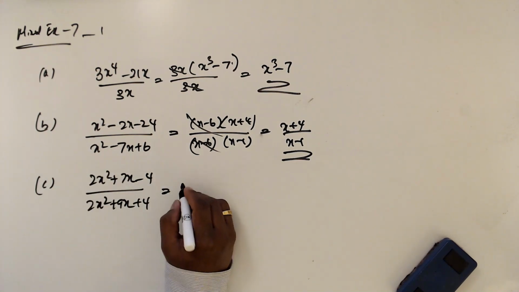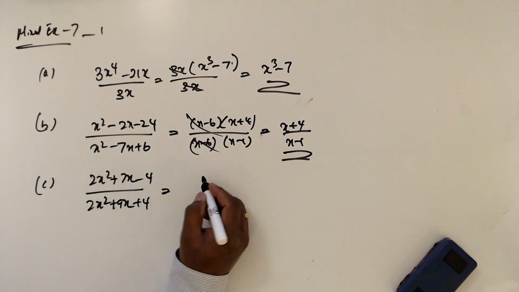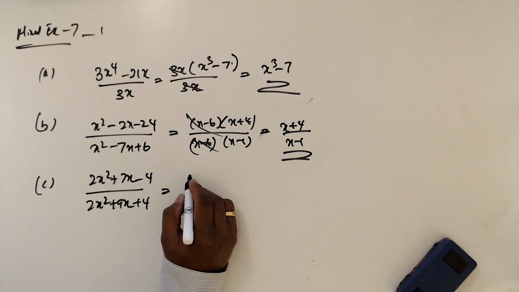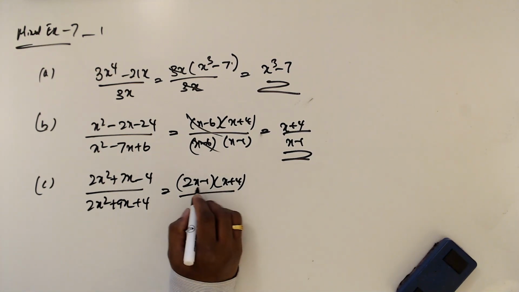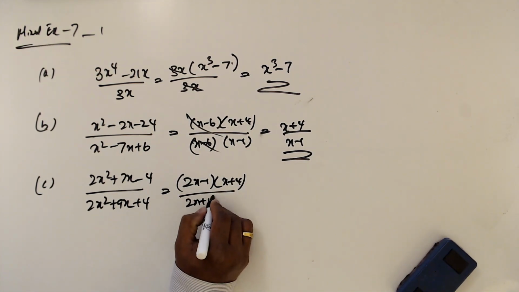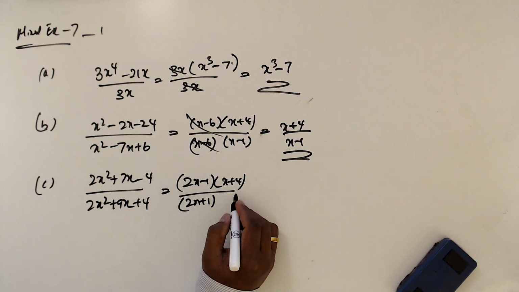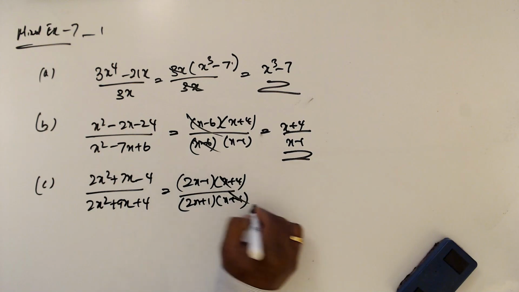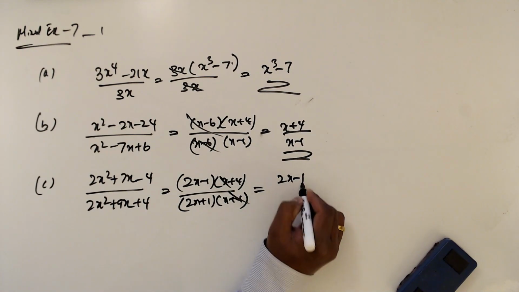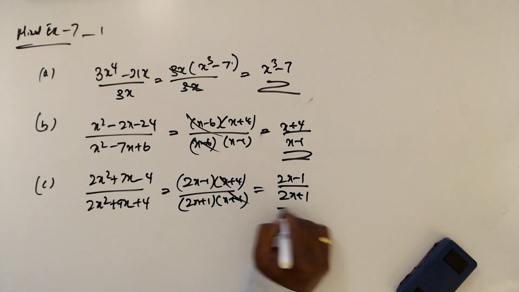And part C. So we'll try to factorize. This is the sum. Yes, 2x minus 1, x plus 4 you can factorize, then 2x plus 1, x plus 4 you can factorize. This cancels out, leaving 2x minus 1 over 2x plus 1.